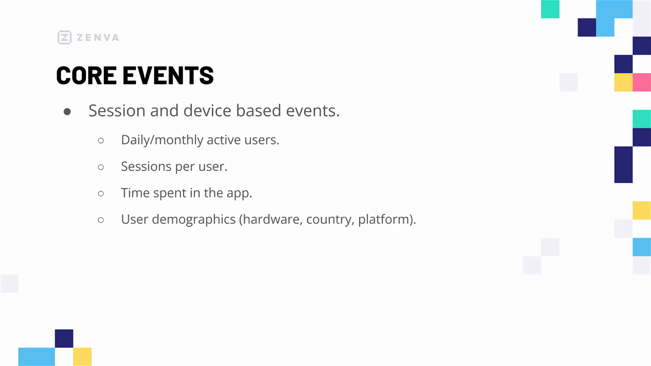The first type are our core events, and these are session-based and device-based events, meaning that these aren't triggered by you, the developer, at all. Rather, these are automatically done behind the scenes through the analytics service, and this basically just keeps track of the daily/monthly active users that you have, the amount of sessions per user, how long that user spent using the app, as well as their demographics on hardware, location, and platform that they are playing on. This is the sort of stuff that can generally be applied to every product, no matter if it's a game or an application. So those are the core events.